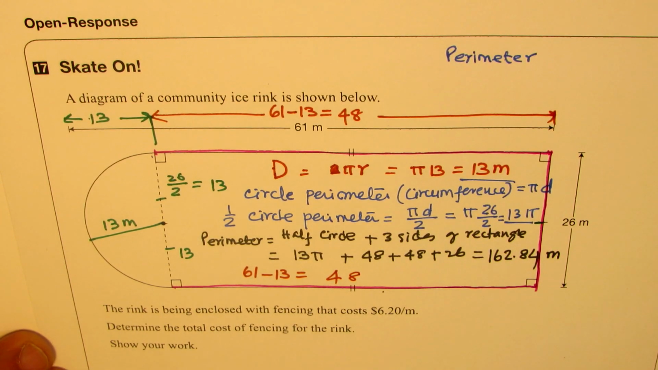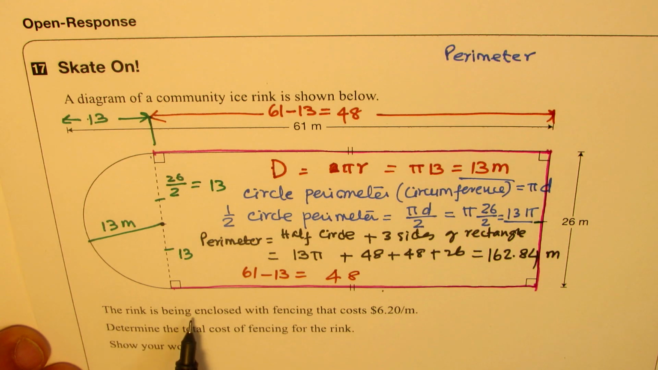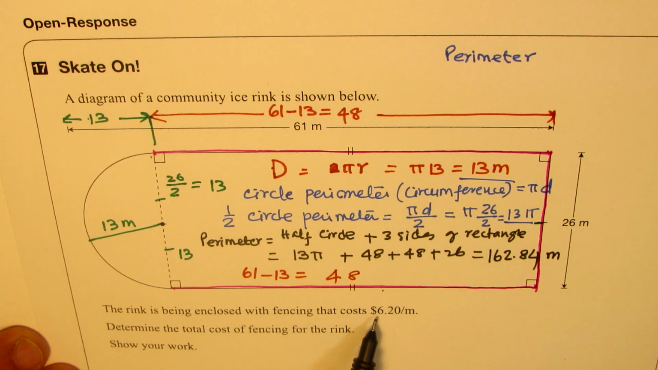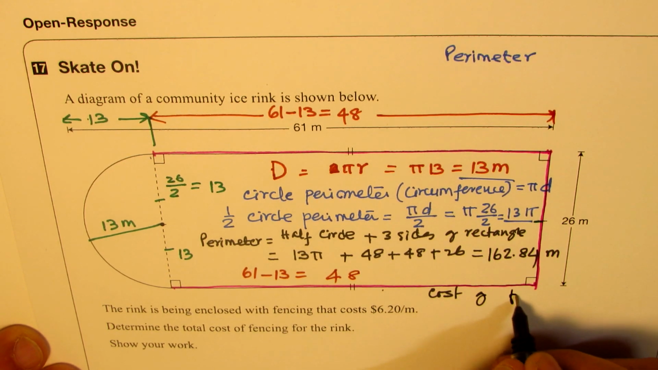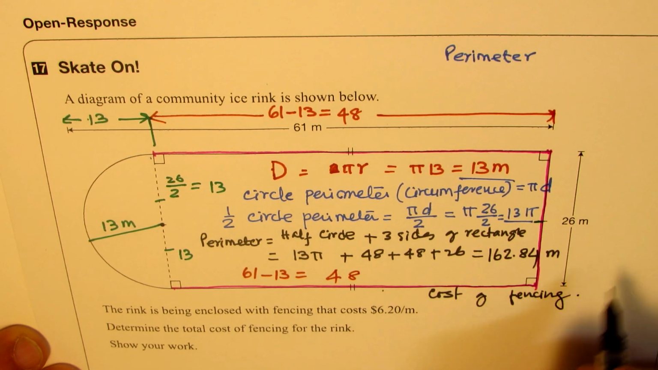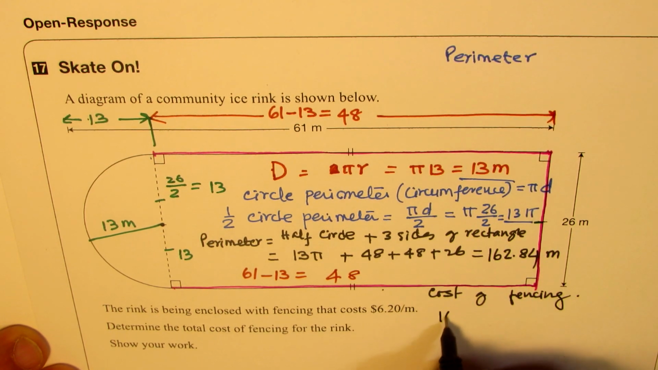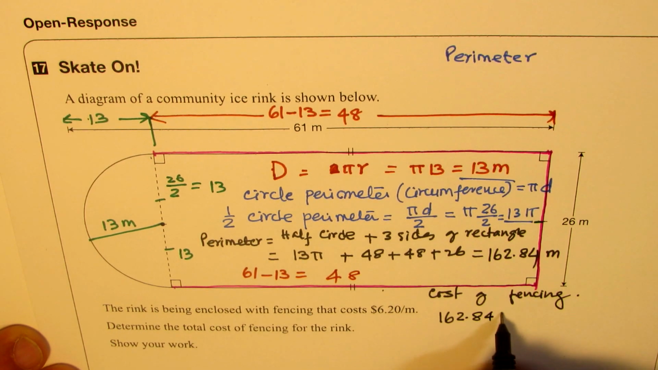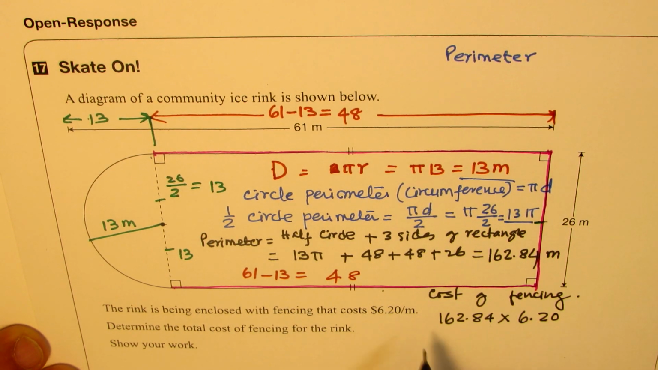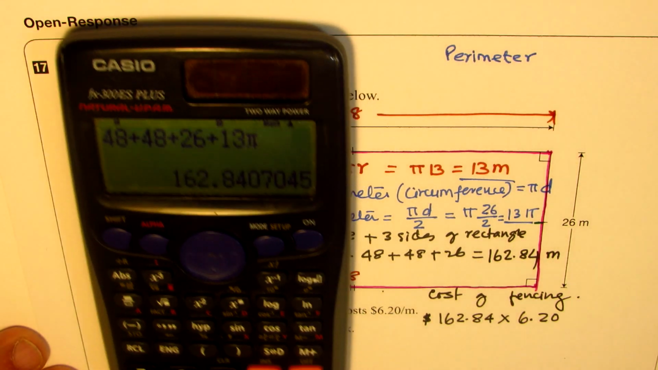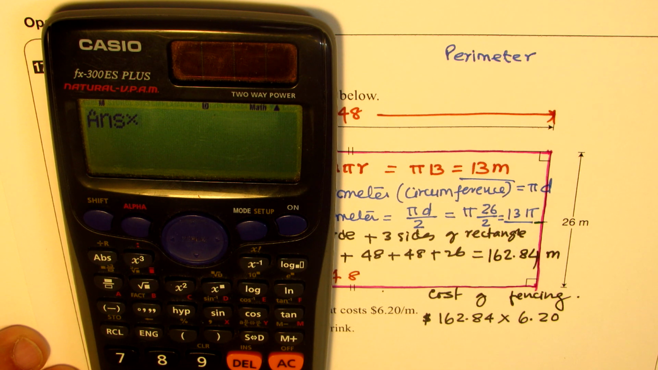That is in meters. But we need to find the rink is being enclosed with a fencing that costs $6.20. So cost of fencing should be how much? Total perimeter, which is 162.84, we have to multiply this by 6.20, right? Dollars per meter, right? So we get so many dollars as the cost. So we are going to multiply this by 6.20.